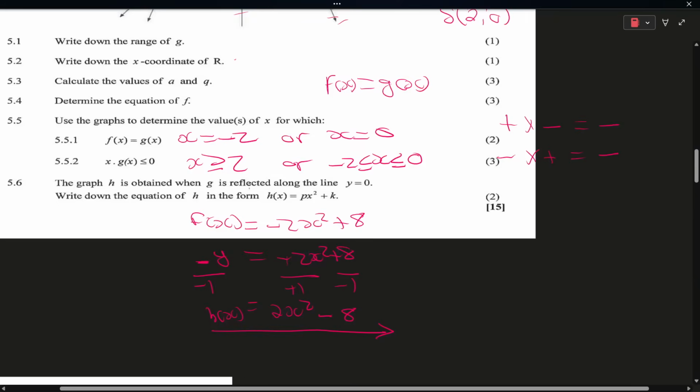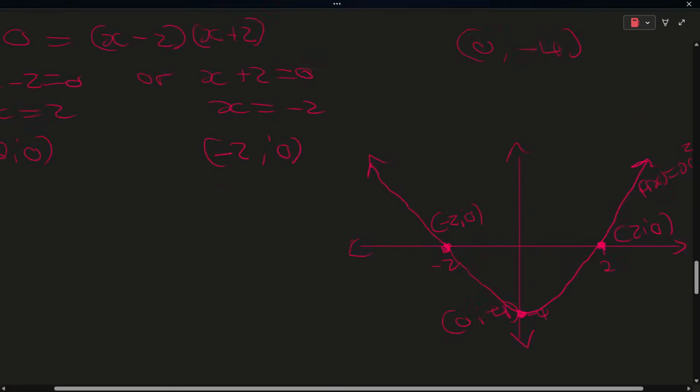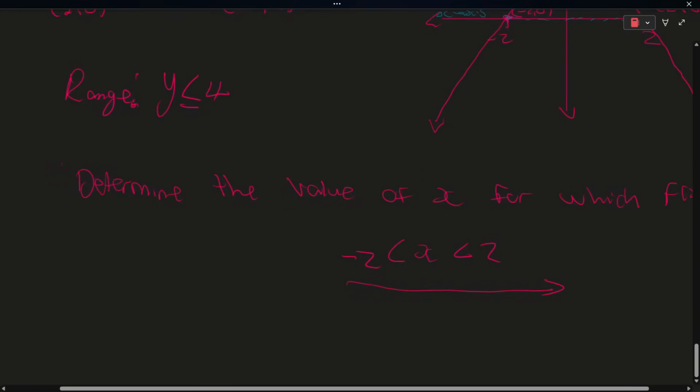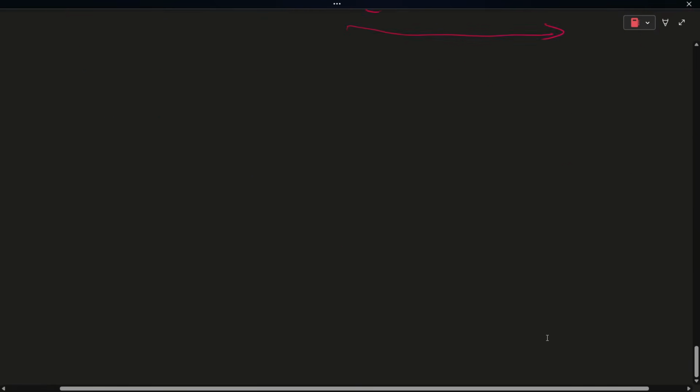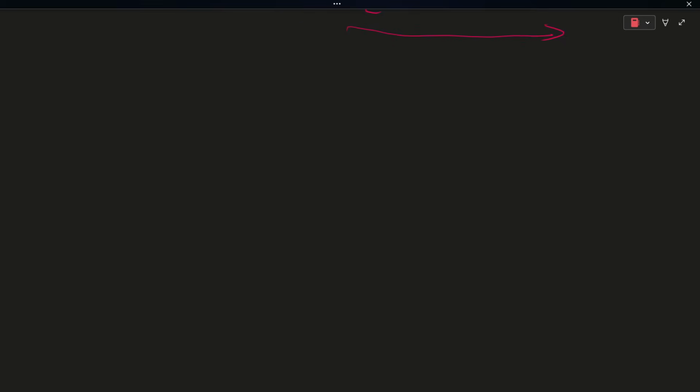Okay, now guys, we are moving nicely. Now we can go to exponential. We can now move to what, guys? Exponential graph. I'll start by showing you how to sketch.